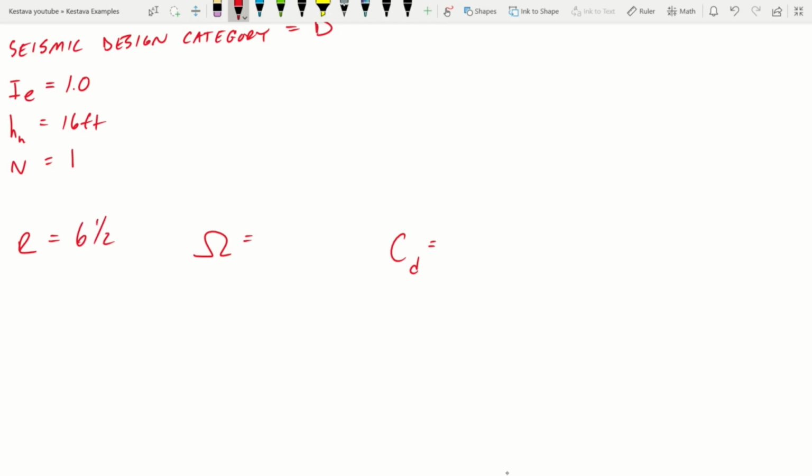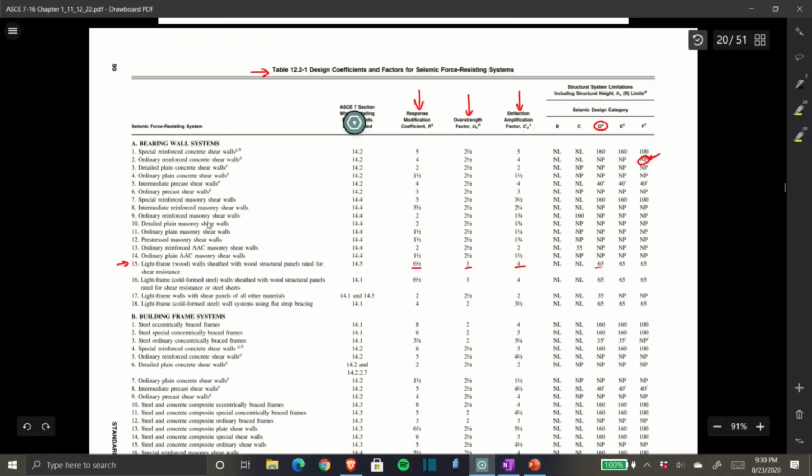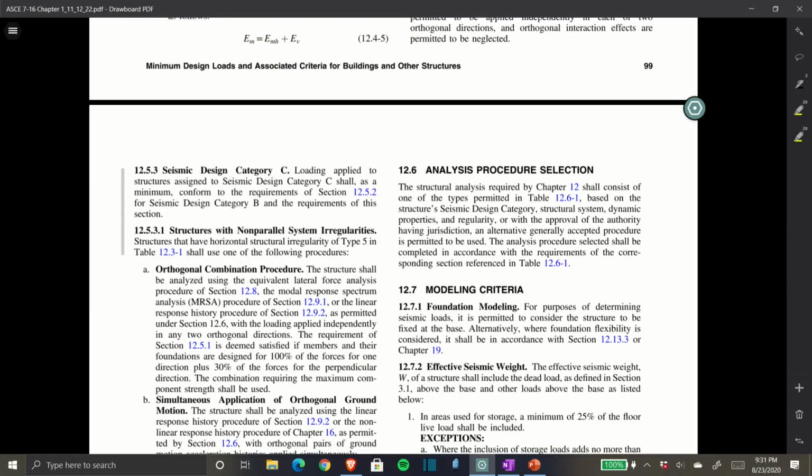Omega, we said, was 3. And C sub D, we said, was 4. Next, we're going to jump back into Chapter 12 and start to move along with the seismic design criteria and what's still required. Now, if we look, I'm going to start us here in Section 12.6, Analysis Procedure Selection.